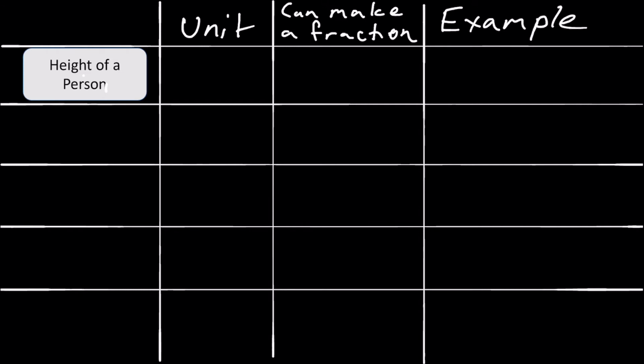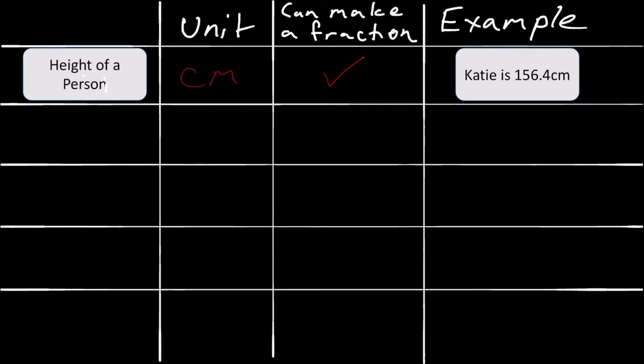But right now, I'm going to ask you, if we're thinking of the height of a person, can we take a fraction of that? If I was going to measure the height of a person, I could do that in centimeters. I can take a fraction, and an example of that would be Katie is 156.4 centimeters. That would be the 4, right? Could be written as this. So that is taking a fraction, but we're writing it as a decimal.